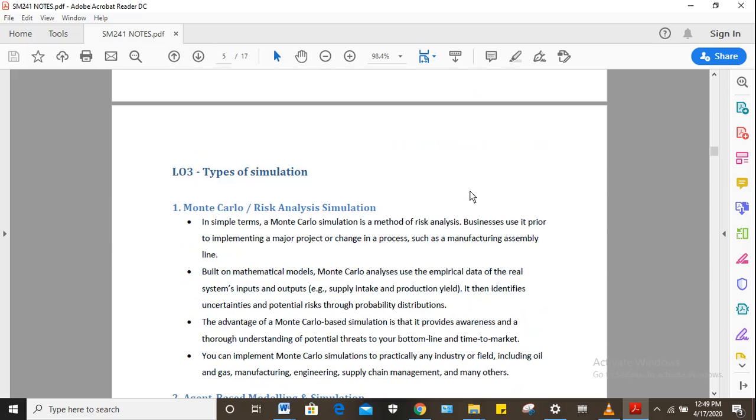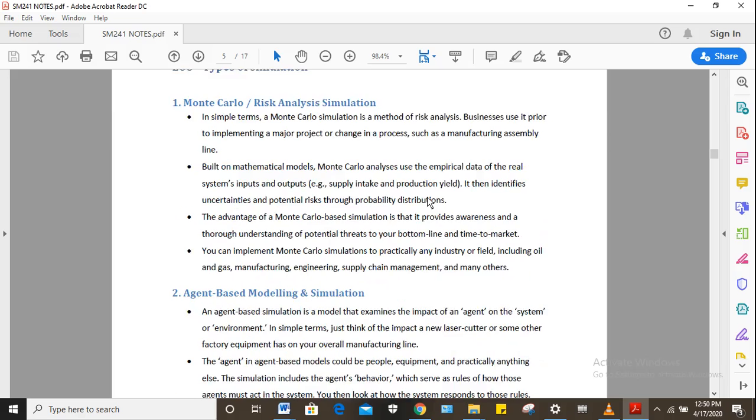Then learning outcome 3 talks of the types of simulation. For the Monte Carlo or risk analysis simulation, in simple terms, a Monte Carlo simulation is a method of risk analysis. Businesses use it prior to implementing a major project or change in process, such as a manufacturing assembly line. So Monte Carlo is usually used for risk analysis. It's one of the very useful types of simulation in the business sector, in the business environment.